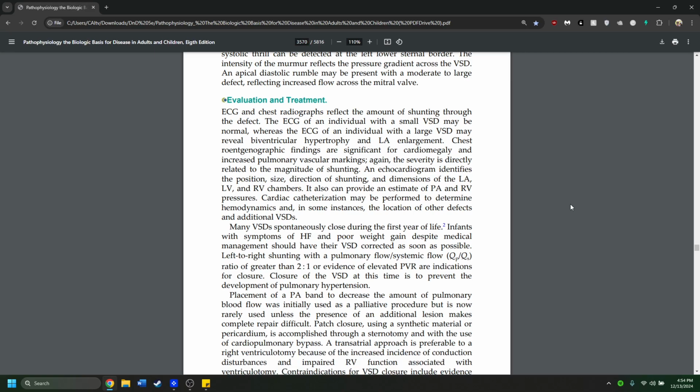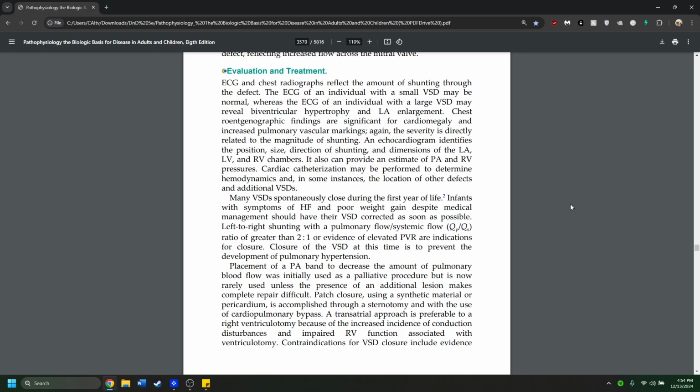So how do we evaluate and treat? Well, the EKG and chest radiographs reflect the amount of shunting through the defect. The EKG of an individual with a small VSD may be normal, whereas the EKG of an individual with a large VSD may reveal biventricular hypertrophy and a left atrial enlargement. Chest roentgenographic findings are significant for cardiomegaly and increased pulmonary vascular markings. Again, the severity is directly related to the magnitude of shunting.